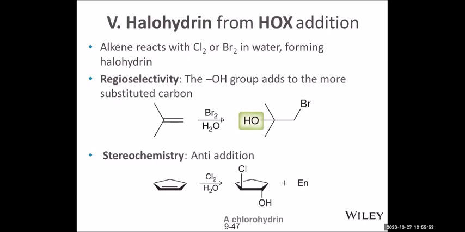With bromine and water, one of the bromines is added, but somehow it becomes an alcohol. It's a halogenated alcohol, and we call it a halohydrin. This kind of compound we call a halohydrin.